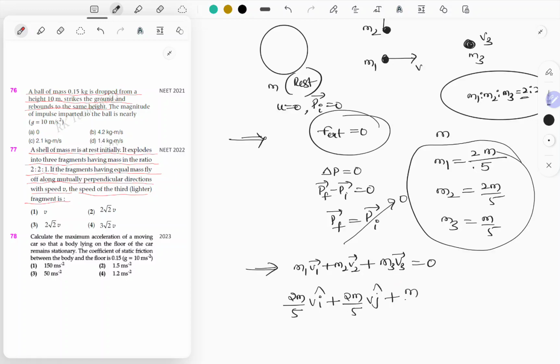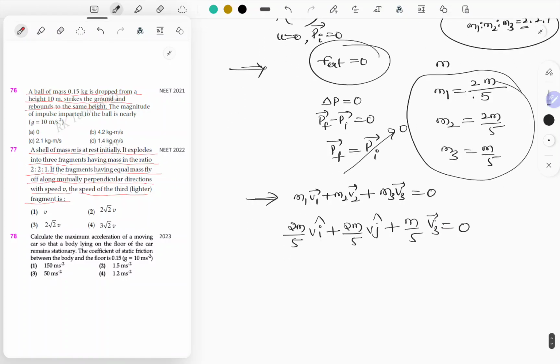Now m3 is m by 5. I don't know the direction of v3, which is equal to 0. So if you send it to the right side, m will get cancelled. I mean m by 5 also gets cancelled, 5, 5, 5. Then v3 bar is equal to minus 2v i cap minus 2v j cap.